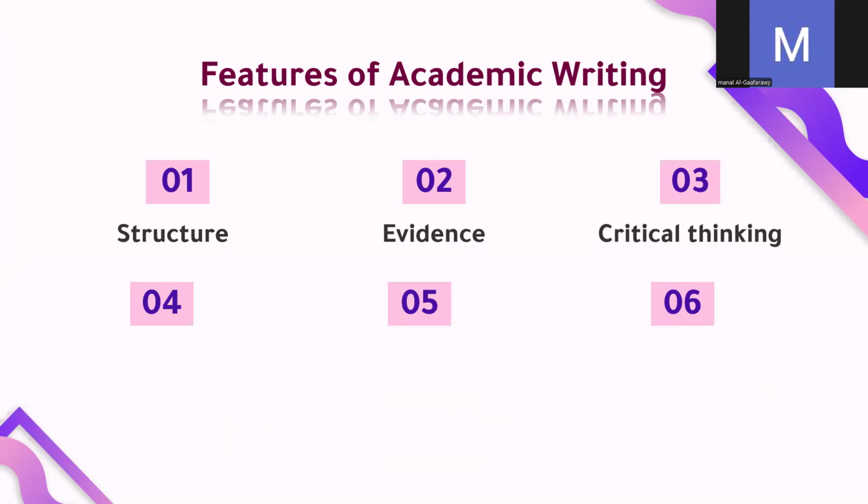The third feature is critical thinking. Academic writers have to demonstrate that they can think critically and that they can analyze claims and ideas and answer questions like how and why.